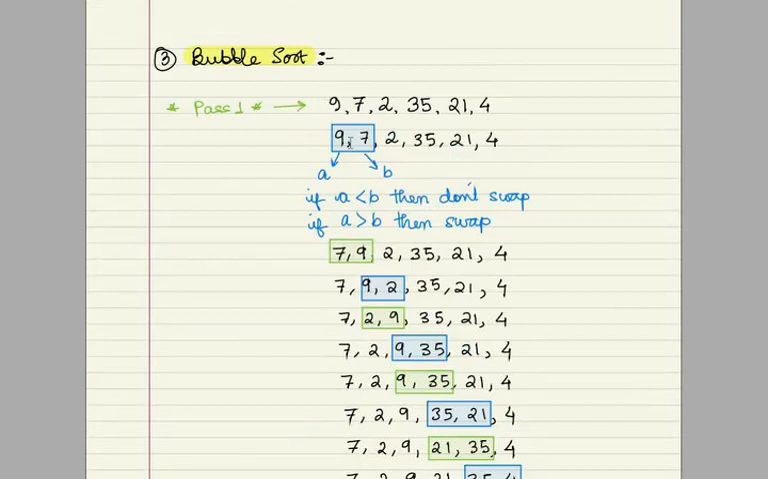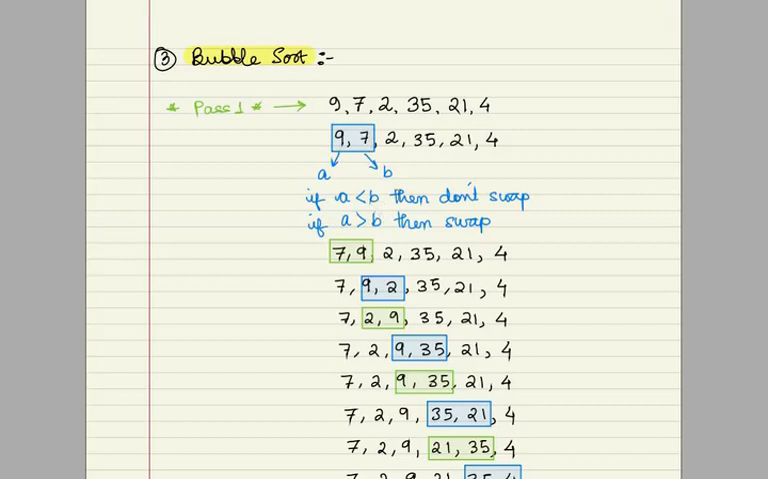So here we see that in the first step we have 9 and 7. Consider 9 to be A and 7 to be B. If A is less than B, then don't swap. That is, if they are already in order, then you don't need to swap. But if A is greater than B, that is the first element is greater than the second element, then you have to swap.